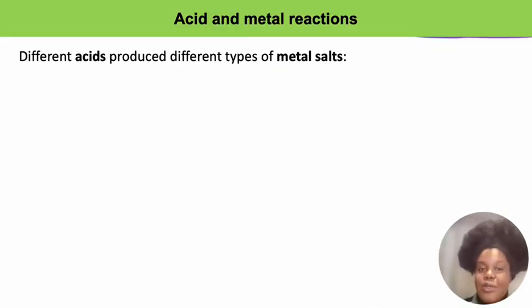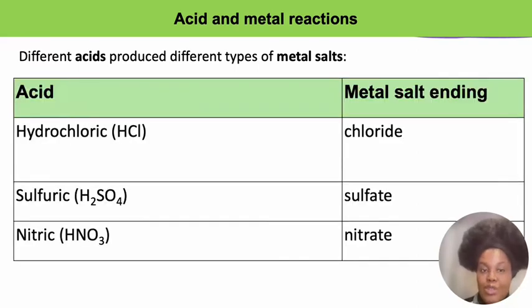Now, different acids produce different types of metal salts. Let's look at some of the acids that you will use for GCSE. So we have hydrochloric acid, sulfuric acid, and nitric acid. Based on the acid that you use, that will determine the last name of the salt, otherwise called the suffix of the salt. So if you're using hydrochloric acid, then the last part of the salt will be a chloride. If you're using nitric acid, the last part of the salt will be called a nitrate. And if you're using sulfuric acid, the last part of the salt will be a sulfate.